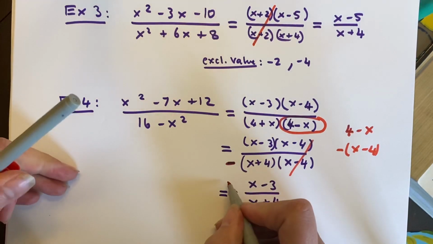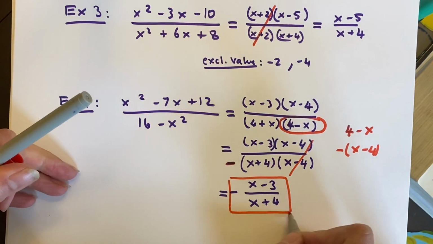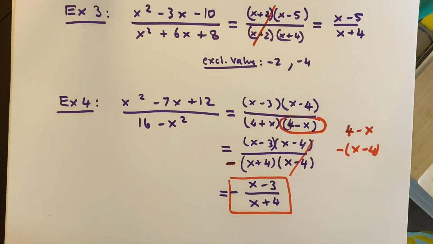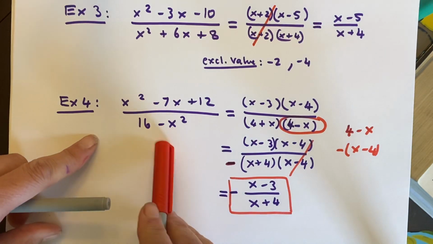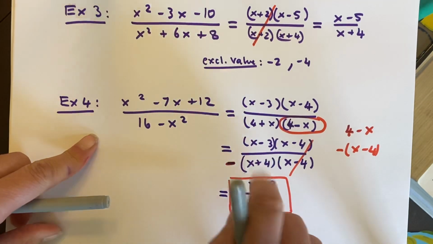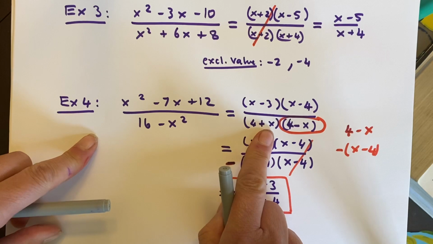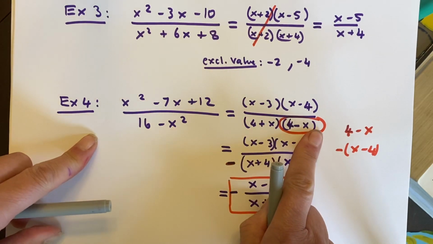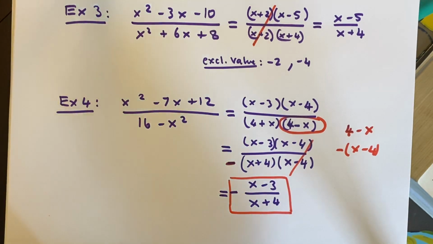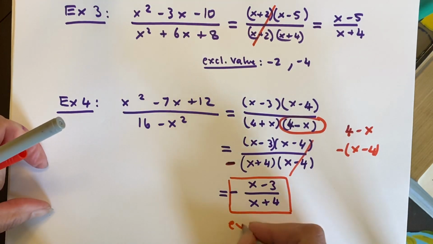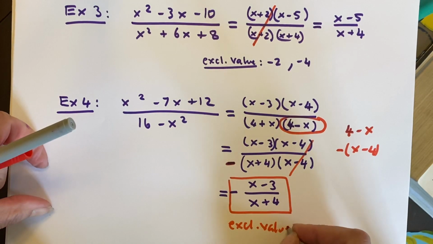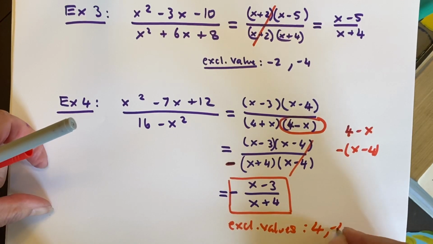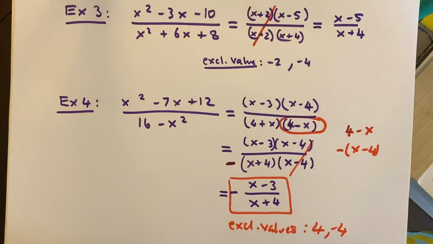Now I keep thinking I'm done, but I'm not, because what did I not do yet? I did not yet find my excluded value. And so I need to go back and look here at what I factored, and I can see clearly that if I have either a -4 or a +4, I'm going to get 0 in the denominator. So my excluded values are 4 and -4.